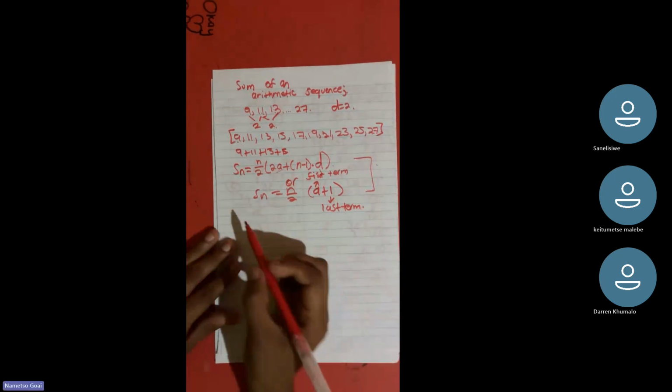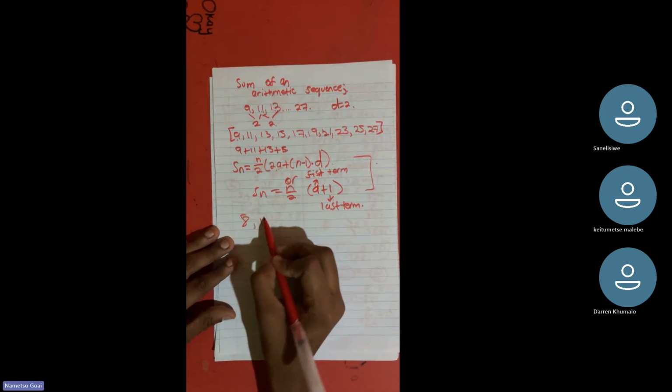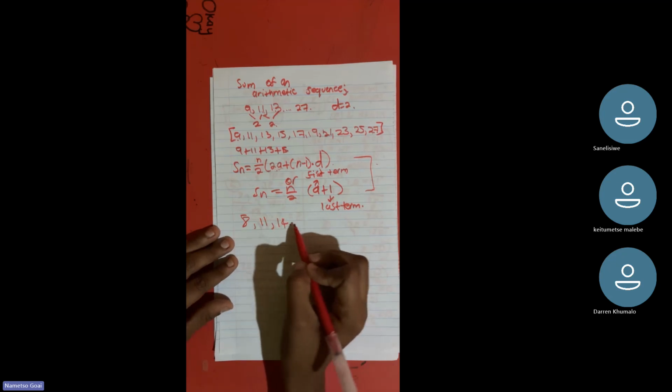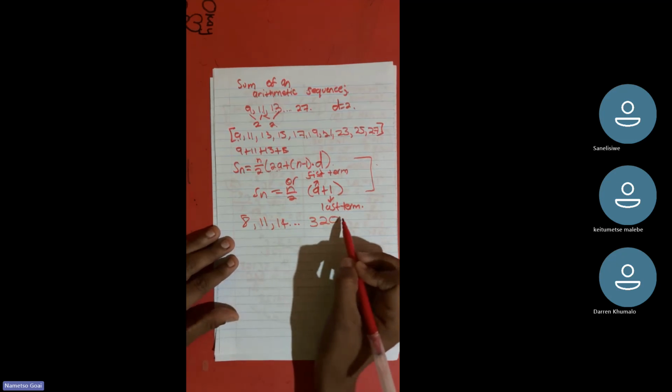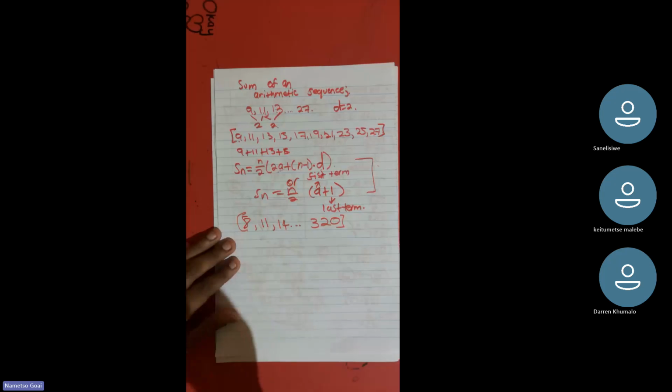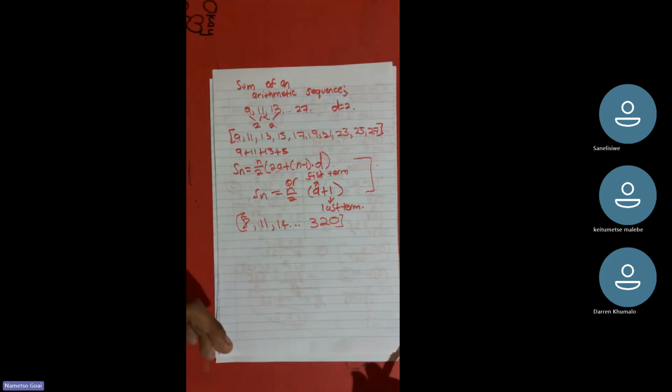Okay, so let's say we have an 8, an 11, a 14, going up to 320, right?